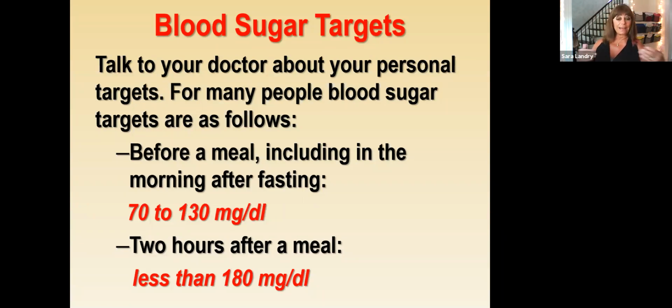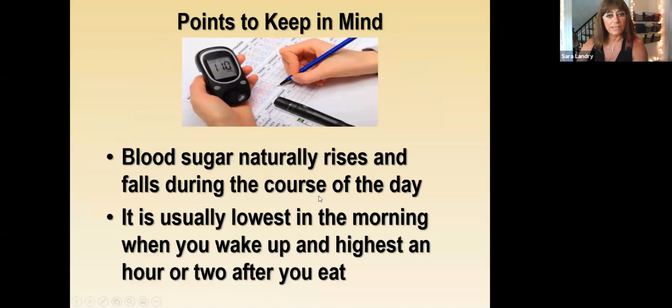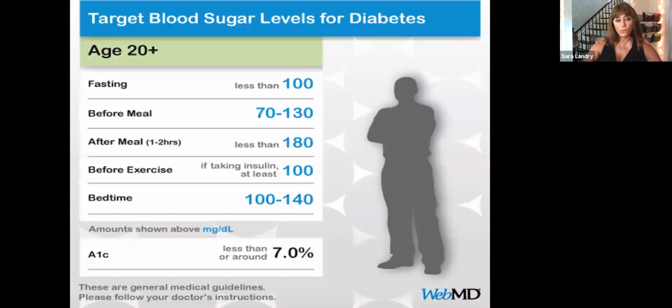Then let's say you've had lunch. Obviously, when you eat food, what's happening? Your body's making blood sugar. It's putting blood sugar into your blood. So after meals, it's going to be higher, but you don't want it to be over 180 milligrams per deciliter. Here's things to keep in mind. Blood sugar naturally rises and falls during the course of the day. It's usually low in the morning when you wake up and highest an hour or two after you eat.